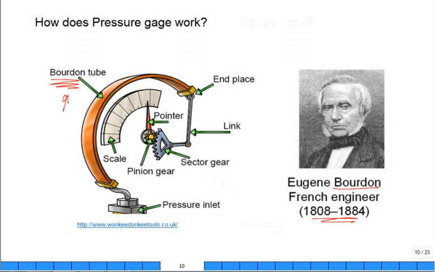So what happens is the fluid is exposed down here. It can come up inside of this. It goes inside this tube. Now that tube is shaped a particular way. And when the pressure goes up, the tube tries to straighten out. And when it tries to straighten out, it pulls on this linkage through another linkage, and it moves the pointer.